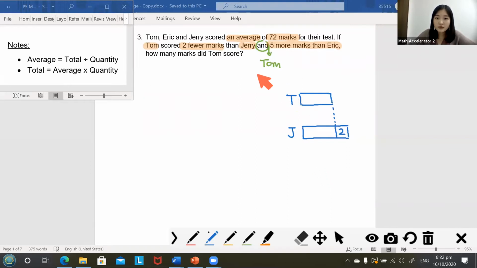Okay, and Tom is also 5 more marks than Eric. Right, so now we need to draw Eric. Okay, draw it on top of Tom because we want to compare him and Tom. So 5 more marks than Eric. That means Eric is lesser than Tom. Okay, by how much? By 5. So this is 5 here. And you can bring down the 5 here as well. Right, so this is how the model will look like.